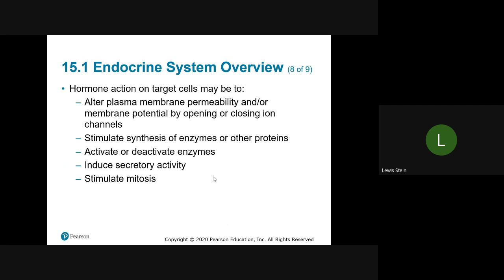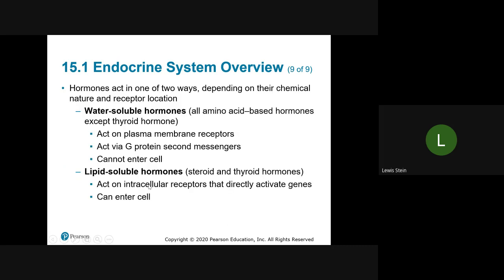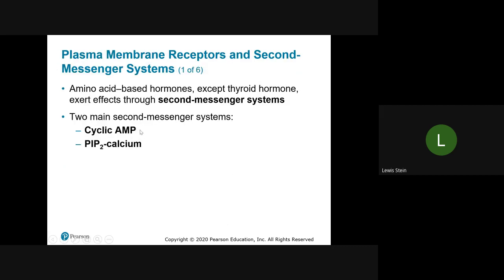So all of these things, what they can do: alter the membranes, stimulate synthesis like growth hormone, activate enzymes, induce secretion, stimulate reproduction. And again, the categories are either water or fat soluble. And again, the oddball is the thyroid hormone. And again, this G protein system, the first messenger is, let's say, insulin. The second messengers are what goes on inside the cell.